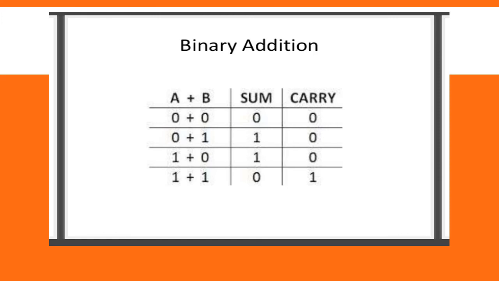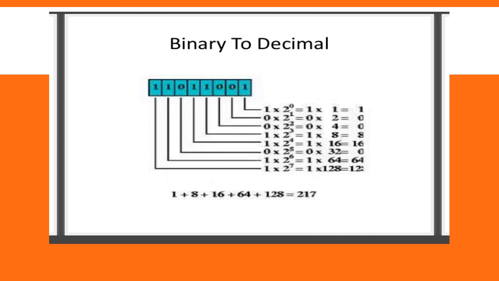How to add binary numbers? The table is given. 0 plus 0 is equal to 0, carry 0. 0 plus 1 equal to 1, carry 0. 1 plus 0 equal to 1, carry 0. 1 plus 1 equal to 0, carry 1. How to convert binary to decimal number? It is given here.